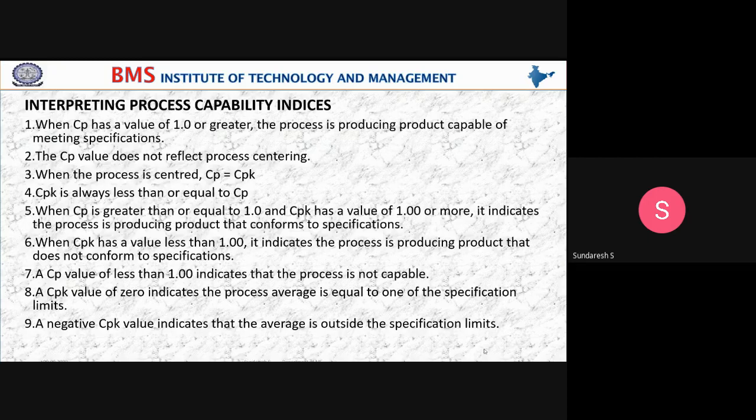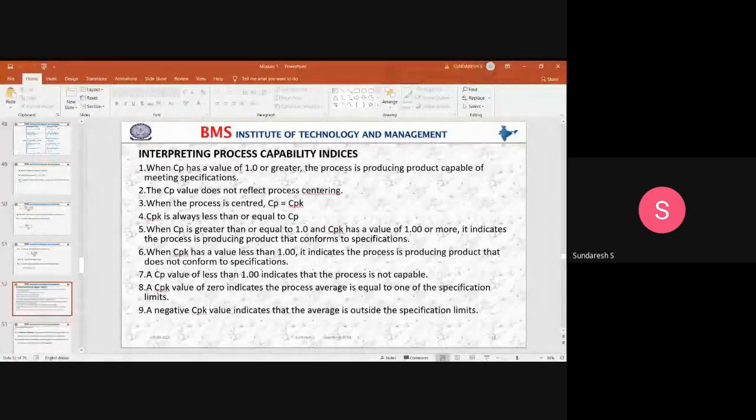So be careful. When you are calculating Cp and Cpk value, whenever the value is equal to 0, what does it indicate? The process average is equal to one of the specification limits. Then a negative Cpk value indicates that the average is outside the specification limits.